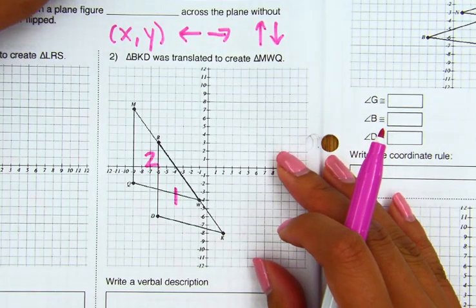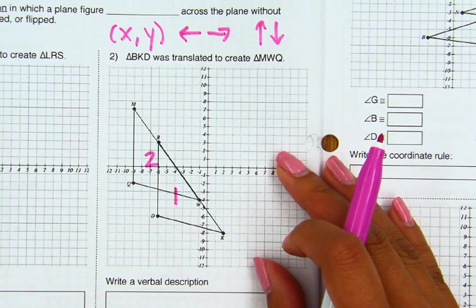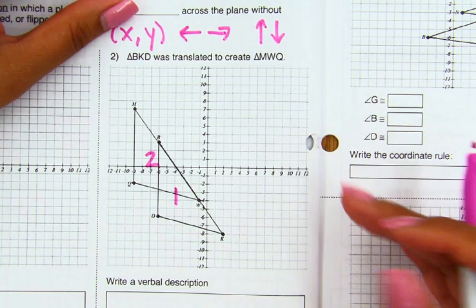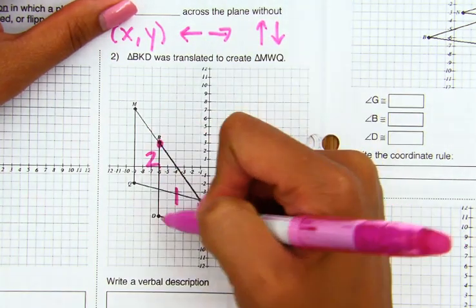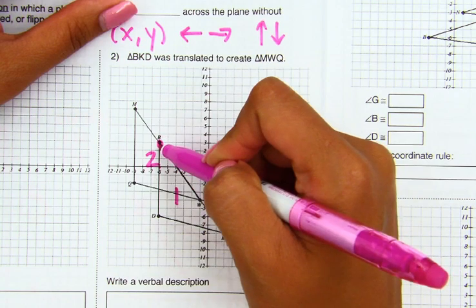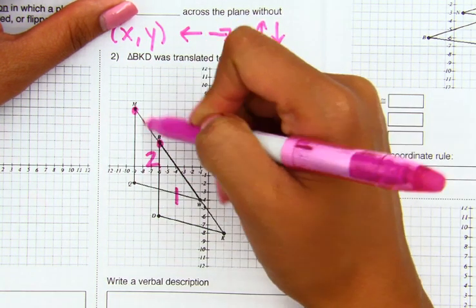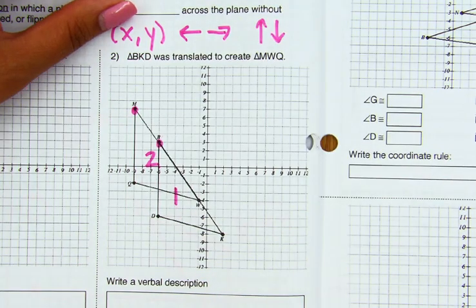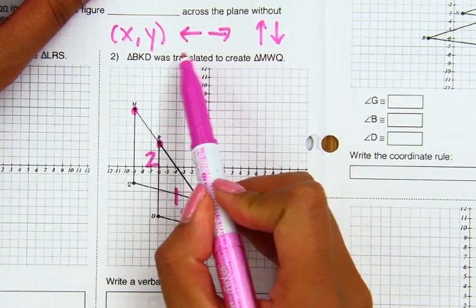But in order to do that, you do need to first identify two corresponding points. So I'm going to go ahead and pick, let's say, the letter B from triangle 1, which I would say corresponds to point M from triangle 2. So now that I've identified two corresponding parts, I can go ahead and describe the direction they're moving.